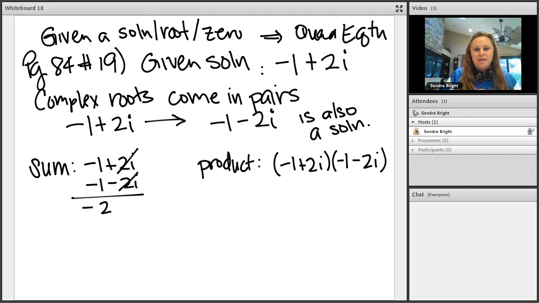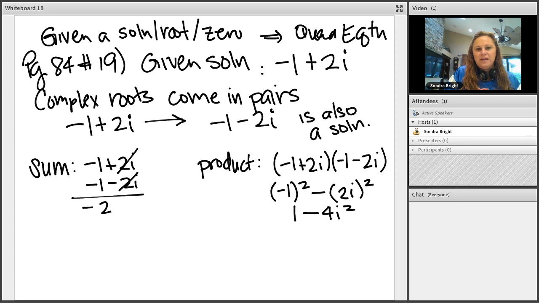It's a plus b and a minus b, so it's negative 1 quantity squared minus 2i quantity squared, which is 1 minus 4i squared, and if you remember, i squared is negative 1, so this becomes 1 plus 4, because i squared right here is negative 1. So you're going 1 minus 4 times negative 1. So you end up adding that and you get a 5 for the product.